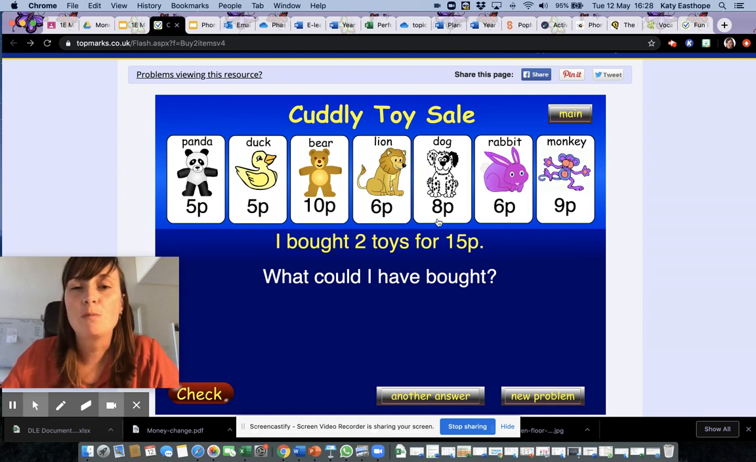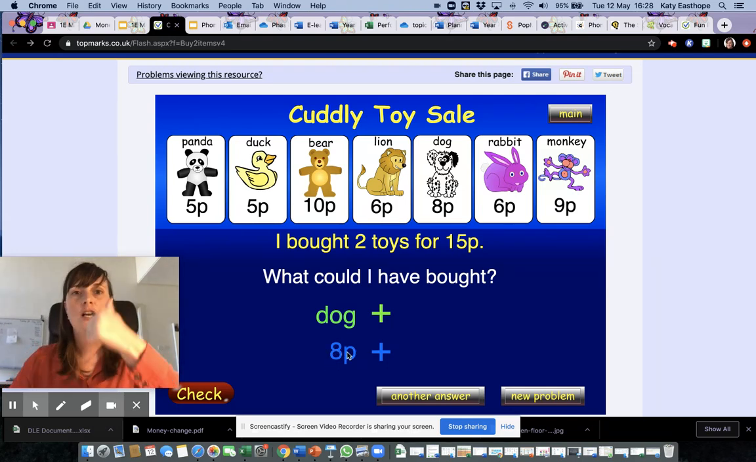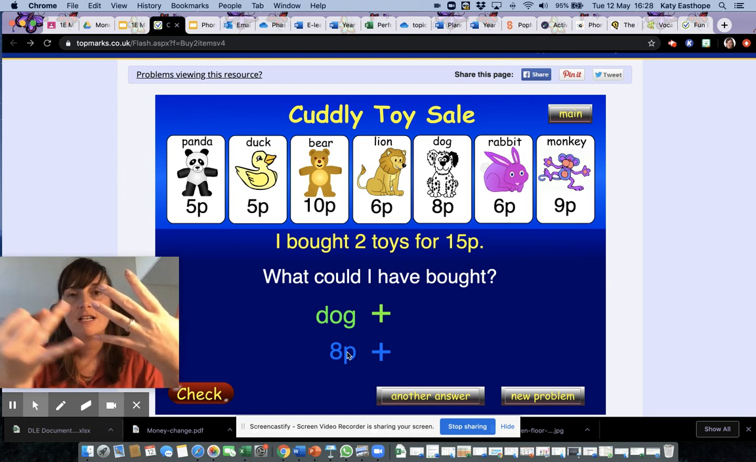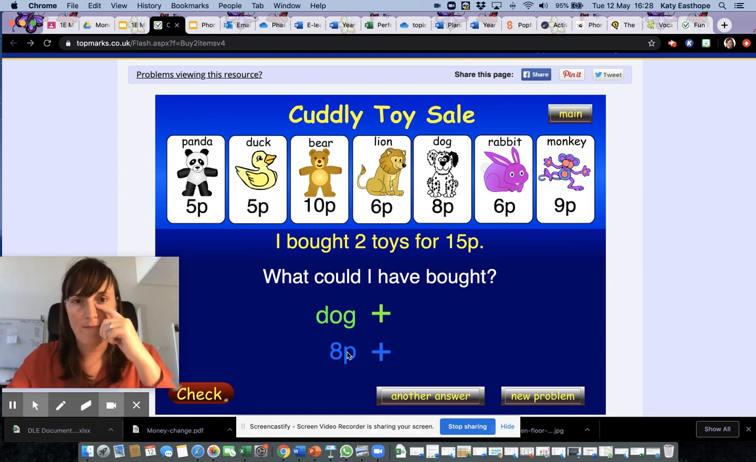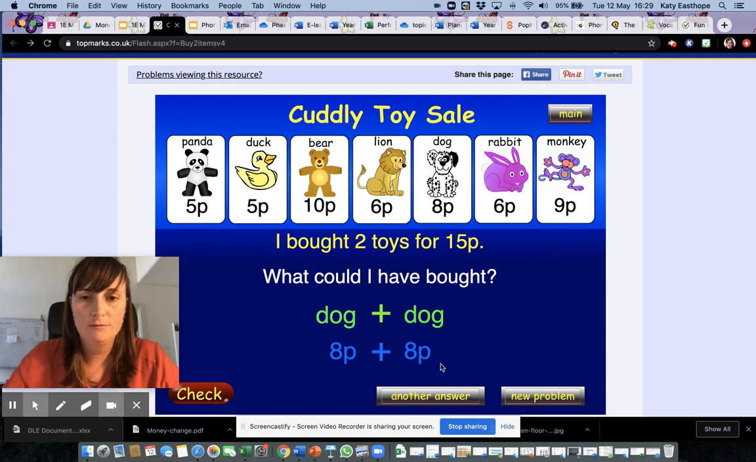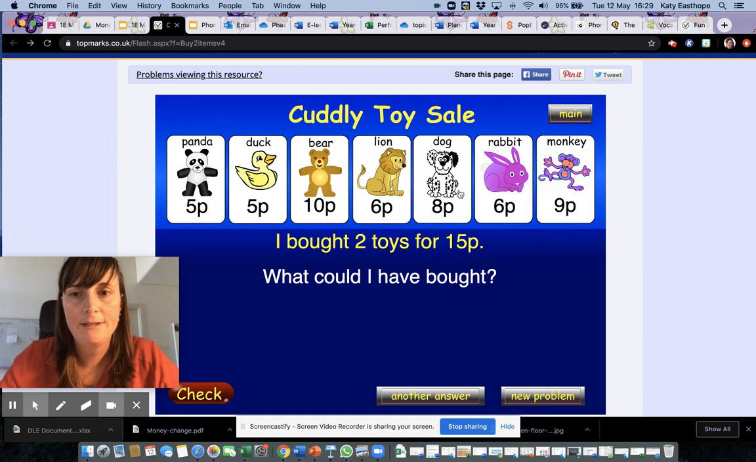What about if I used my 8p? If I wanted to use my dog, how many more pence do I need to spend? Let's count them up. So I'm going to count on until I get to 15. So I've got 8 here, 9, 10, 11, 12, 13, 14, 15. So I need to spend 7 more p. Have I got a toy for 7p? No, can't use that then. Sorry, Mr. Dog. Can't do the dog.